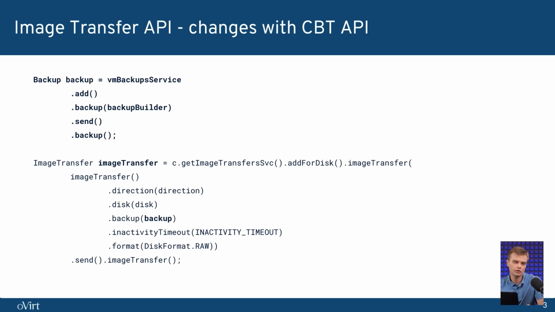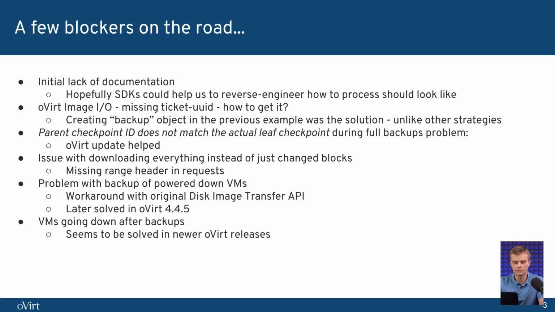The key thing about the image transfer API is that it needs a backup artifact. This backup is not the one that we use internally. This is the backup artifact from the oVirt API, and it needs to be passed through the SDK as an argument whenever you initiate the image transfer, so that it relates to a specific backup.